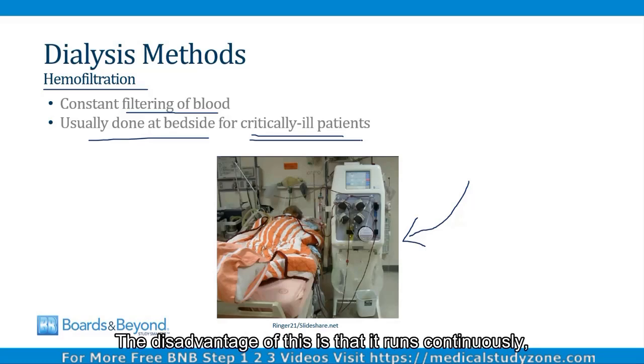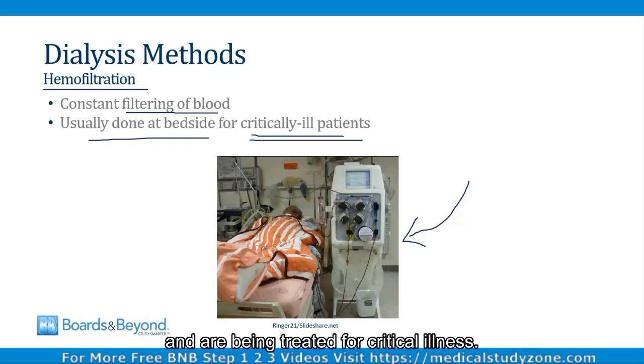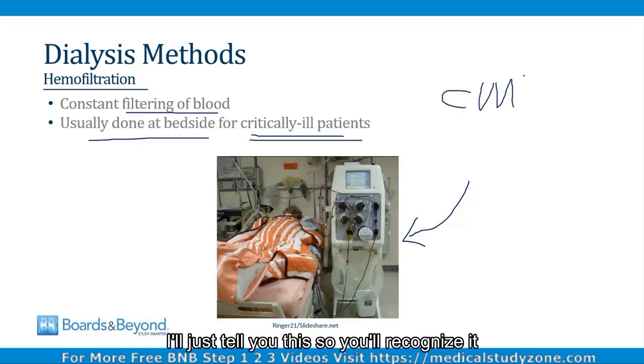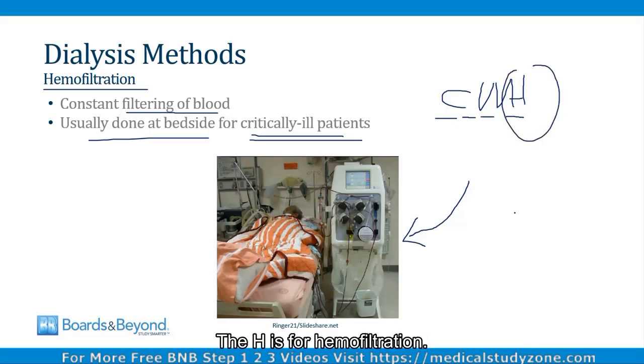The disadvantage of this is that it runs continuously, so it's only done in the ICU in patients who are bedbound and are being treated for critical illness. This is sometimes referred to as CVVH. I just tell you this so you'll recognize it when you hear it on the wards. This stands for chronic veno-venous hemofiltration. The H is for hemofiltration.